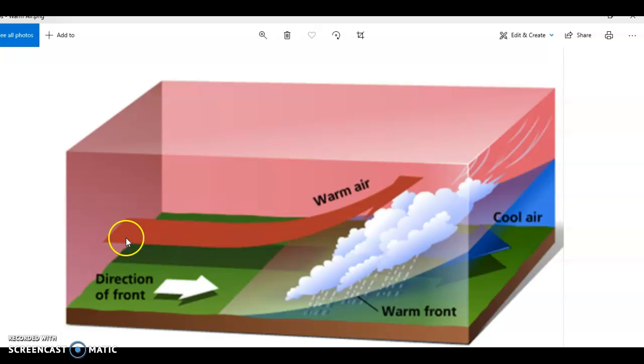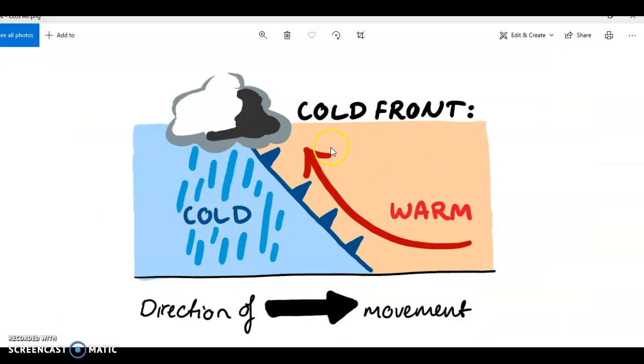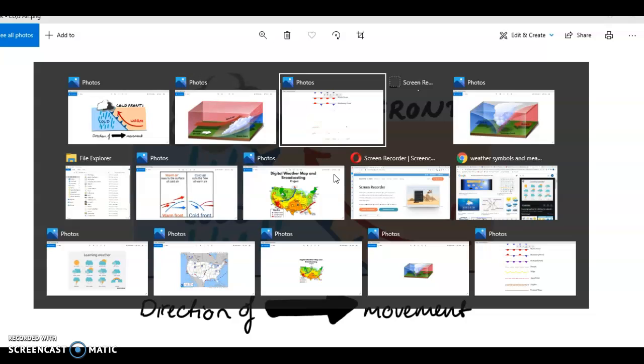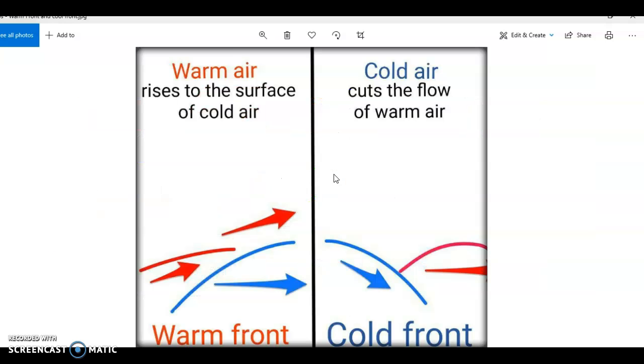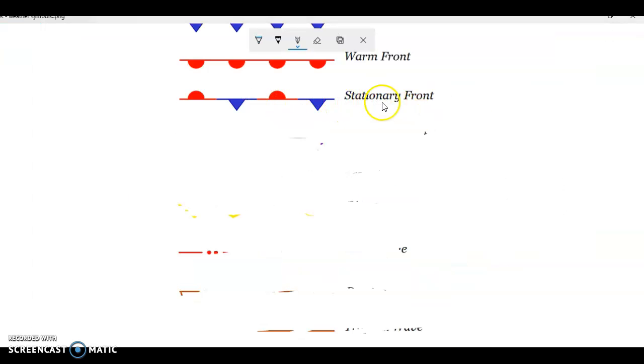So warm front is when the warm air rises, and then a cold front is when the cold air cuts through the warm air and starts making the environment feel cold, or the atmosphere feel cold. So let's look at them together. So warm air or warm front is when the warm air rises to the surface of cold air. And then a cold front is when the cold air cuts the flow of warm air, and then it makes the environment a lot colder. So let's look at the third symbol, stationary front.